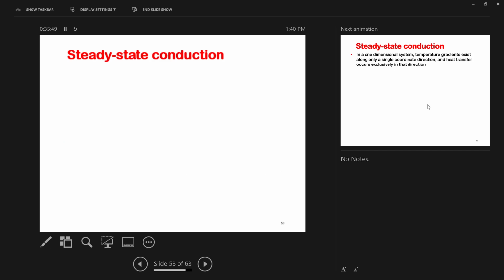Okay. Are there any questions so far? No? Okay. Let's talk about the steady state condition and the transient condition.